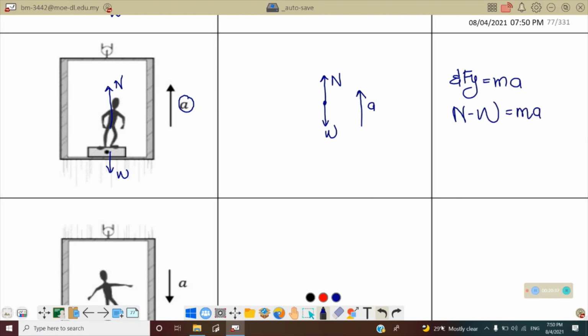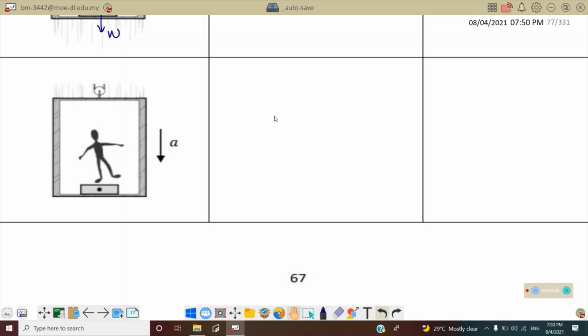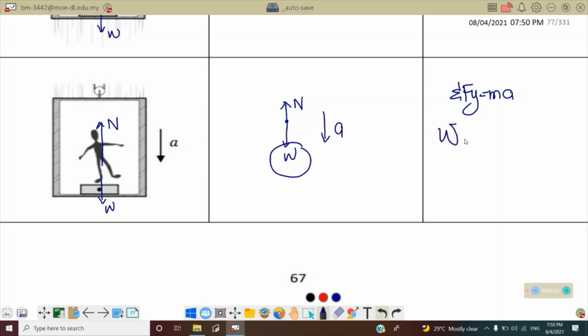And the last one, diagram number 13. This person is in a lift that is accelerated downward. Okay, the motion is acting downward. So we also have the same forces, normal and also weight, but now the motion is acting downward. Of course, because it's acting downward, it means that the weight is greater, so we take weight minus normal equals MA, and A is not equal to 0, it's accelerated.